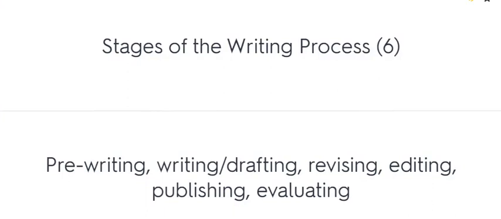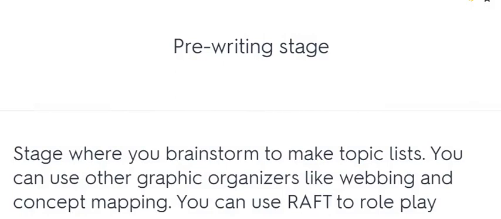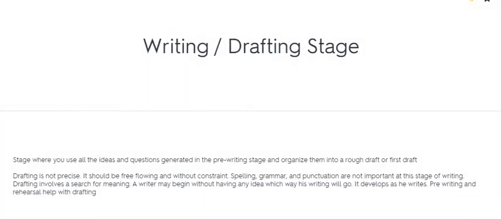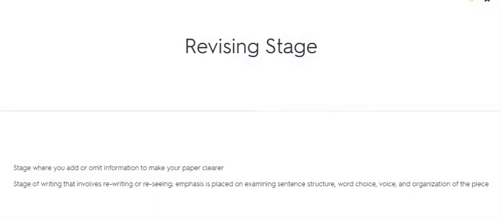Stages of the writing process. Pre-writing, writing/drafting, revising, editing, publishing, evaluating. Pre-writing stage. Stage where you brainstorm to make topic lists. You can use other graphic organizers like webbing and concept mapping. You can use RAFT to role-play. Writing/drafting stage. Revising stage. Stage where you add or omit information to make your paper clearer.